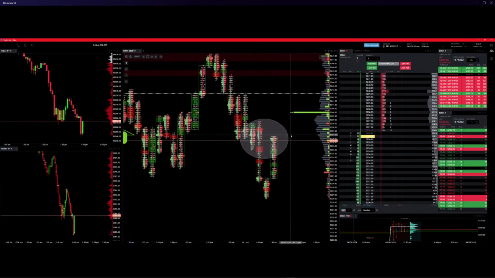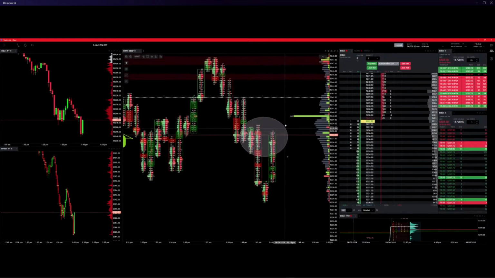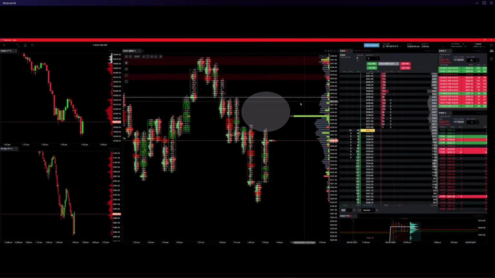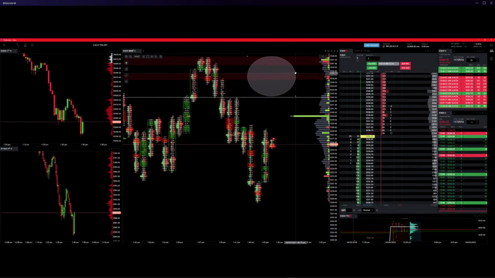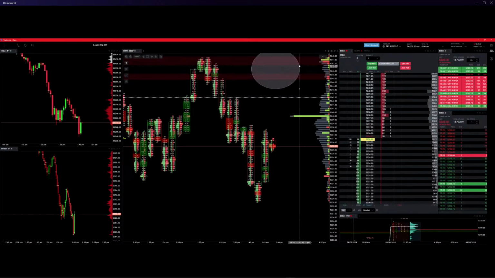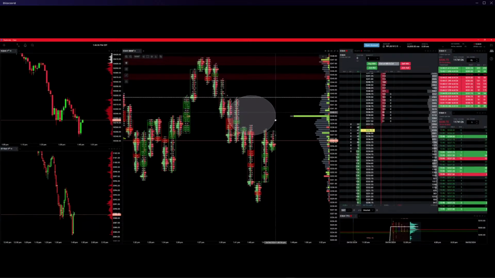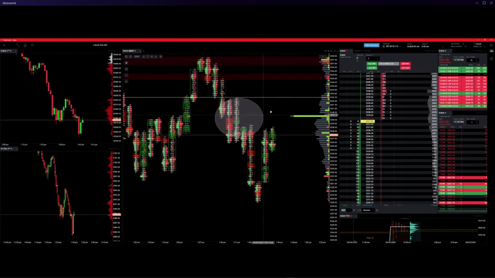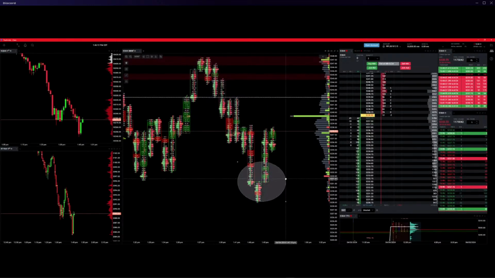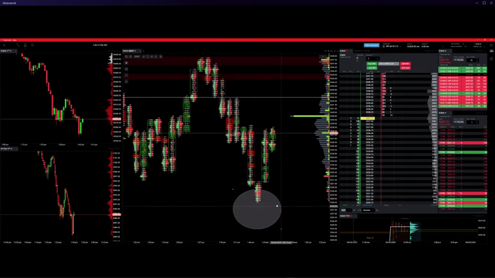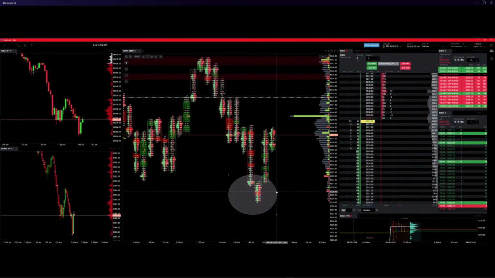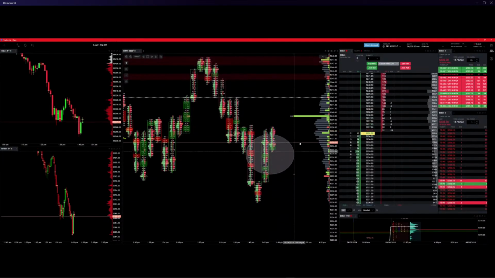If this does hold, where do we look? Well, we can look up into 40 to 42. And if that holds, we can look back into 47. That gives me so many opportunities, regardless of side, right? Sell side is still preferred here. Why? Well, we're putting in lower highs and lower lows. Our trend is still down. Doesn't mean you can't take long side scalps in here.